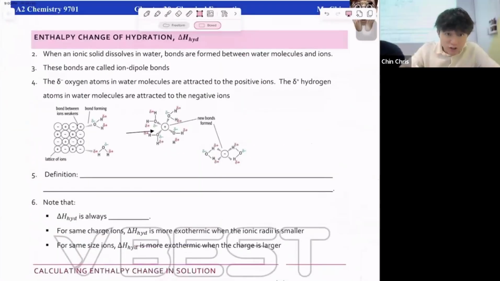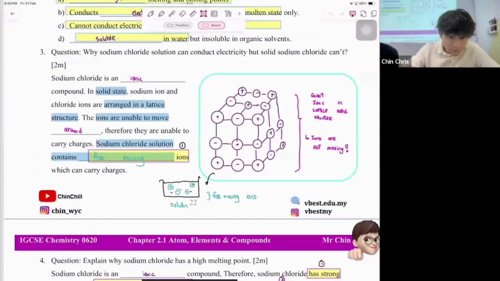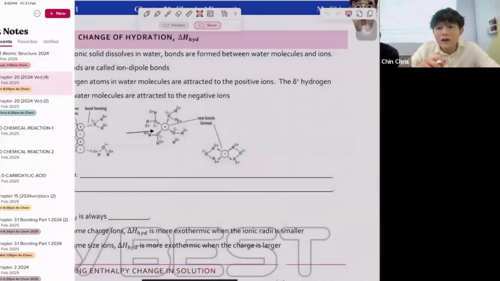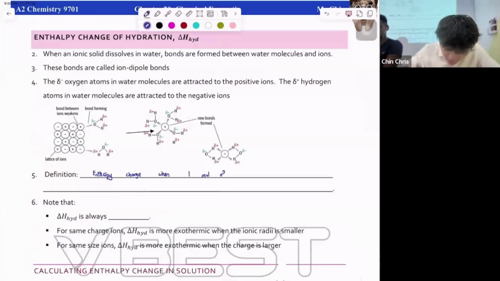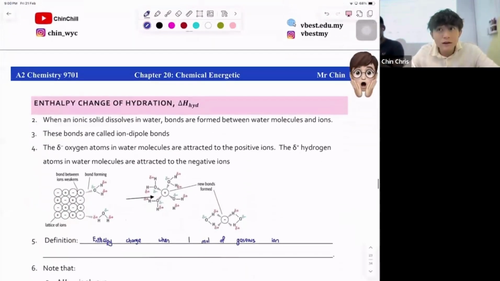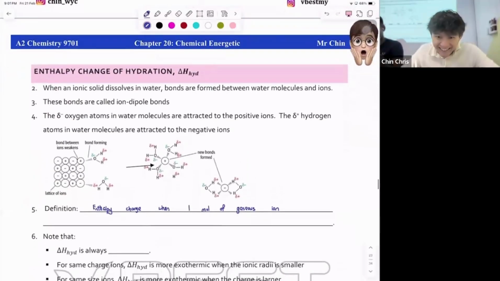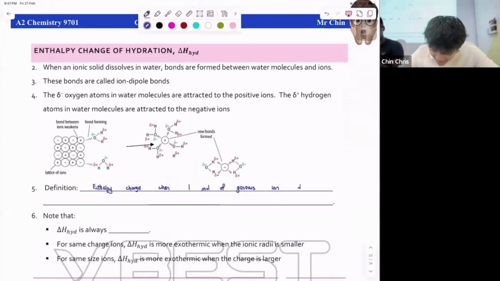Now, let's look at hydration. For the value of hydration, the definition is the enthalpy change when 1 mole of gaseous ion, page 22, 1 mole of gaseous ion dissolves.